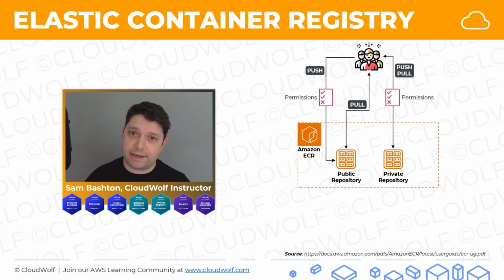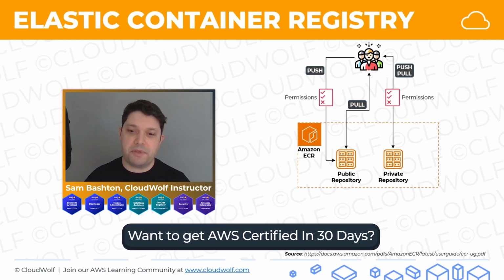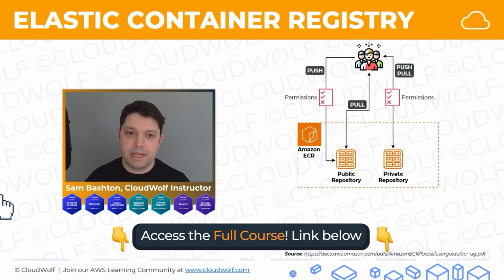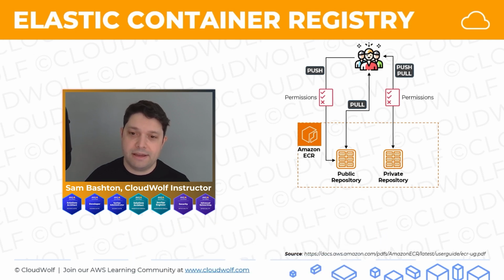What's much more likely to be in the exam is the concept of a private repository. So for a private repository, everything is controlled through IAM, and who can push, who can pull, that's managed through IAM. If you've watched the ECS tutorial already, you might remember the concept of an execution role. The execution role is what we would need to give permissions to pull the container image so it can start the ECS container.